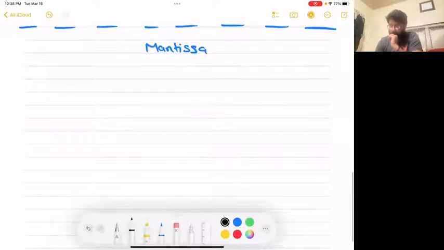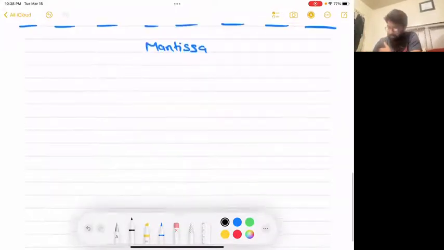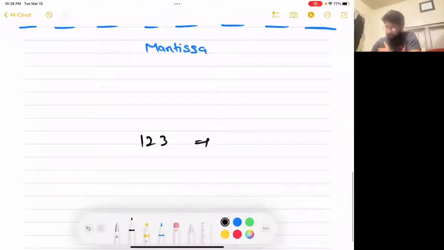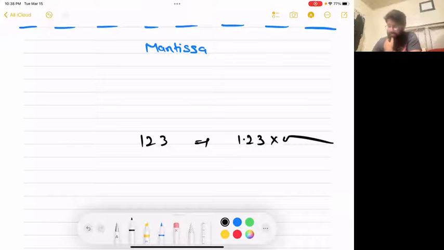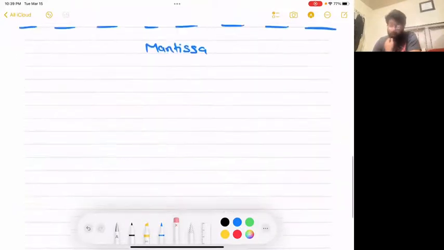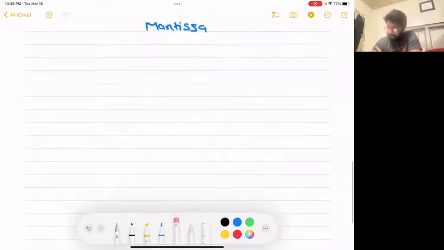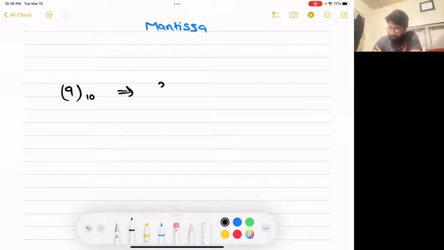In order to do that, we have to normalize this number. You know how we have scientific notation in decimals? If I have a number, let's say 123, in scientific notation it'll be 1.23 times 10 to the power of something. That's how we normalize in decimals. We have to do the same thing for 9, but in binary. So first we have to convert 9 decimal into binary.